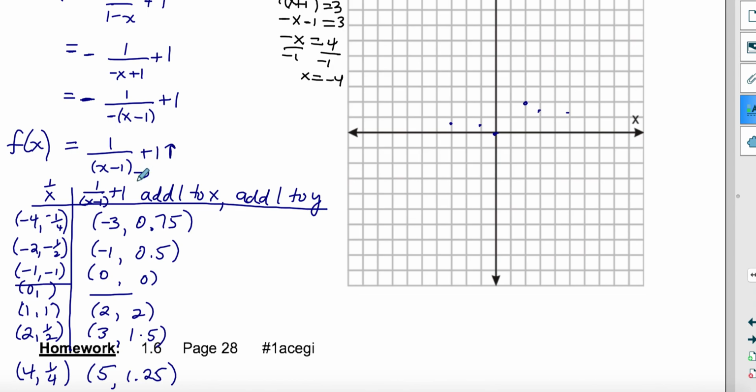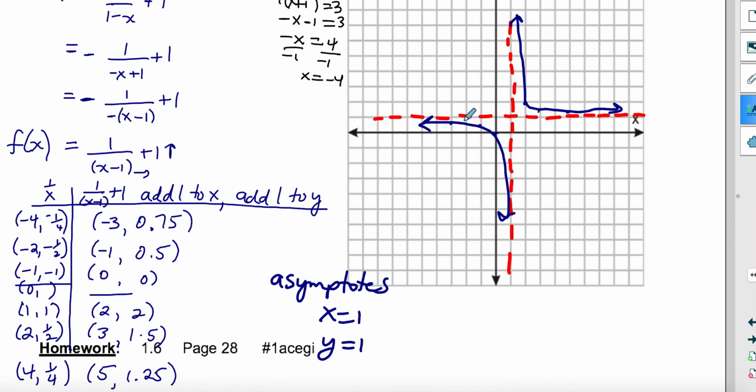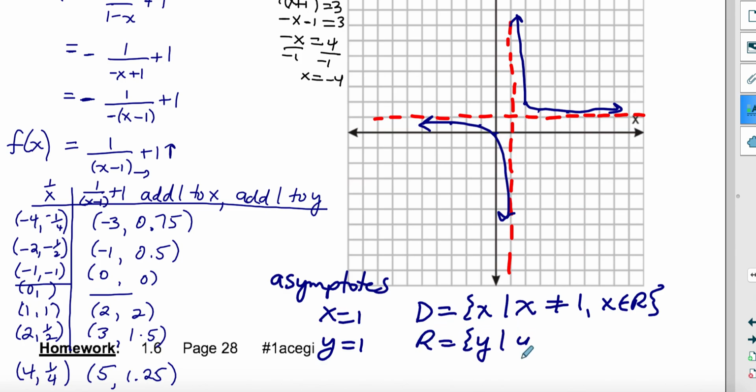Again, I know that the 1 becomes my vertical asymptote and +1 also becomes my horizontal asymptote. So if my asymptotes are at x = 1 and y = 1, my domain is going to be the set of x such that x just can't equal 1. And the range is going to be the same idea, that y cannot equal 1.